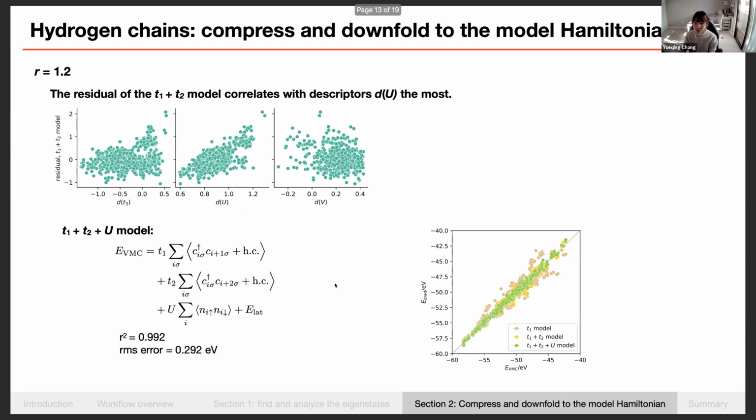So then we move on to adding a U term into our model. Now this is our model, which includes T1 plus T2 plus U and a constant. We can see that almost all the data points are very well described by the model. We've got a fairly good R square with a fairly small root mean square error compared with the large 13 eV energy range of my sampled wave functions. So now we are good.